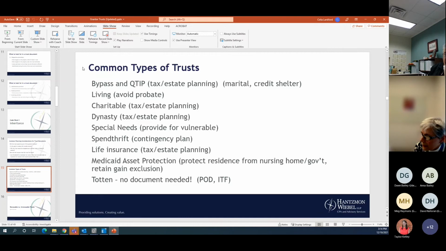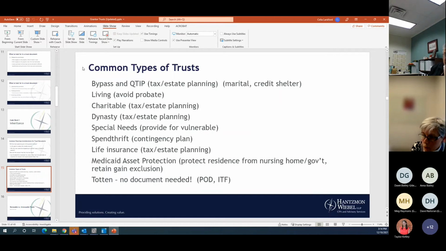I'm going to spend 1 minute on the Totten Trust, and this is kind of fun if you think that estate planning is only for the wealthy. You can do a Totten Trust without any documents, without having to pay any money, and it's a valid trust, and it's a wonderful way for people of modest means to ensure that assets go where they want them to go.